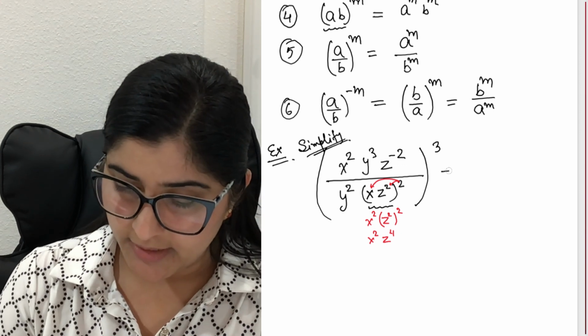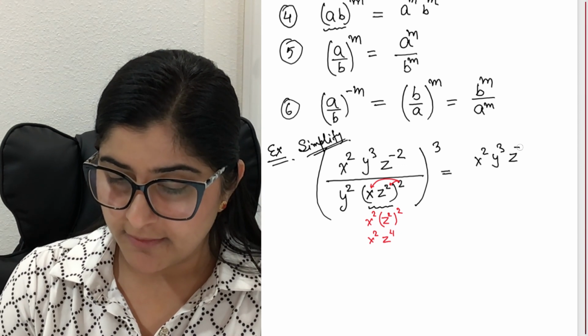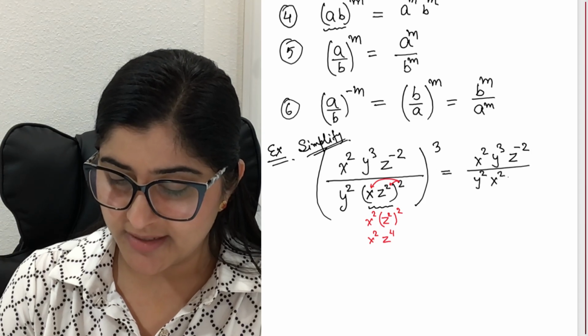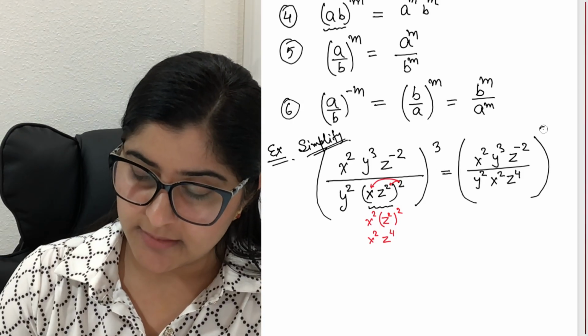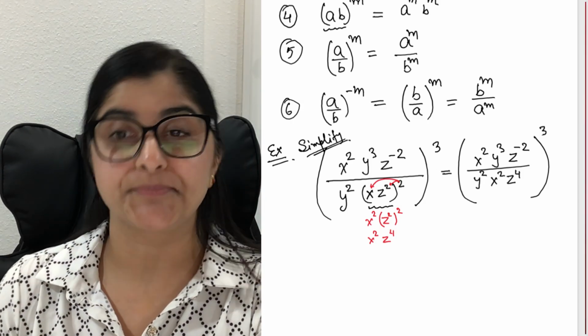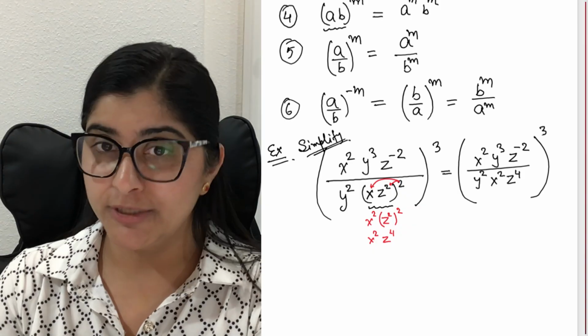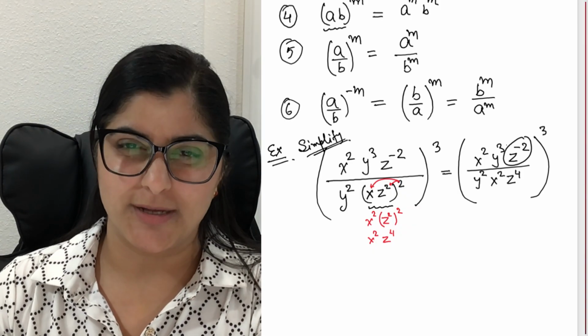So what are we left with? We are left with x squared y cubed z to the power minus 2 over y squared x squared z to the power 4, and everything here has power 3. Clear? Okay, we open the bracket. Now we just learned if there are negative powers, make them positive.